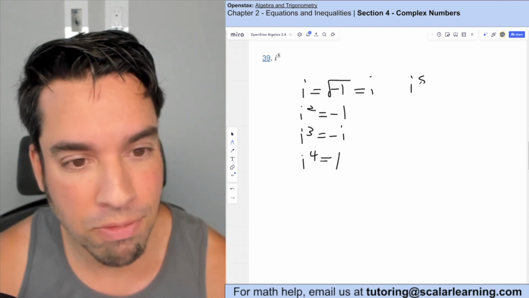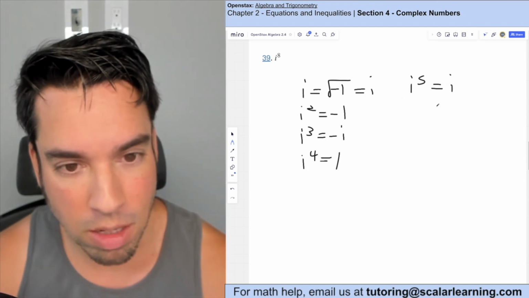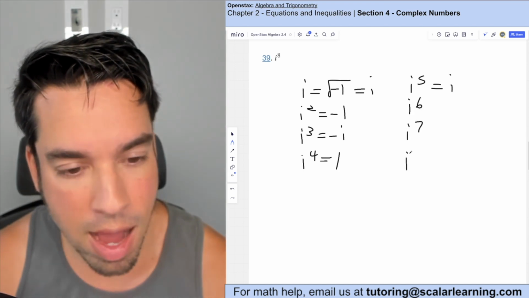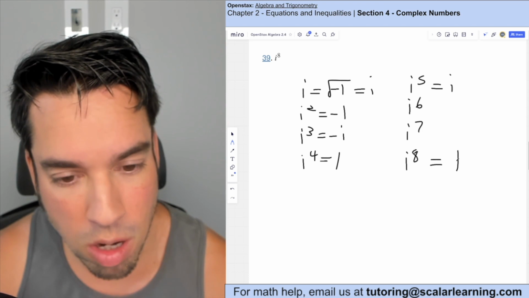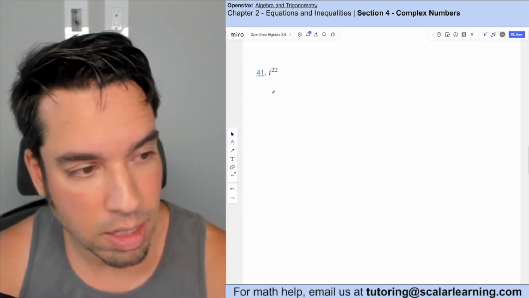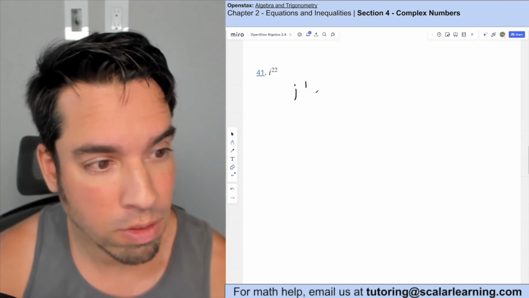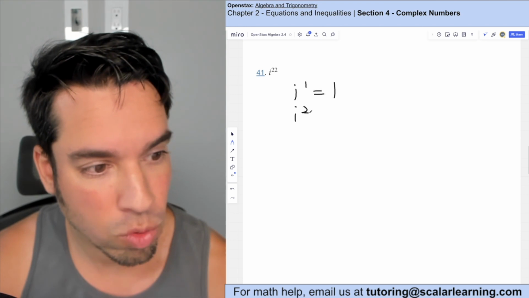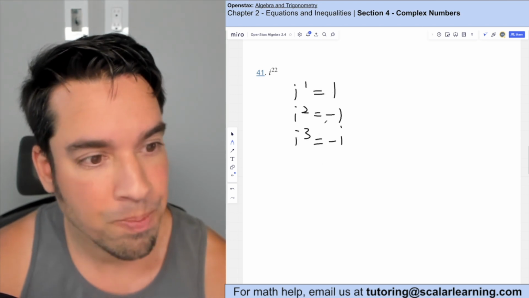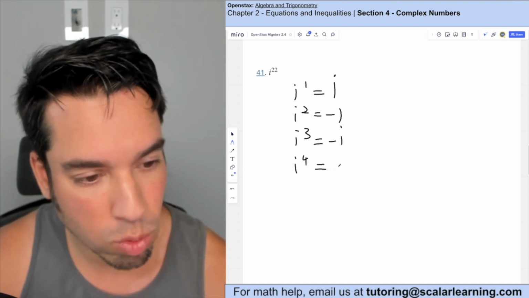And then i to the 5th repeats because we're now just taking a 1 and multiplying it by another i. So if we carry out this pattern, we see that i to the 8th equals 1, boom, done. As I mentioned in question 39, these imaginary numbers, when raised to exponents, follow a certain pattern. So i to the 1st is i, i squared is negative 1, i cubed is negative i, and then i to the 4th equals 1.